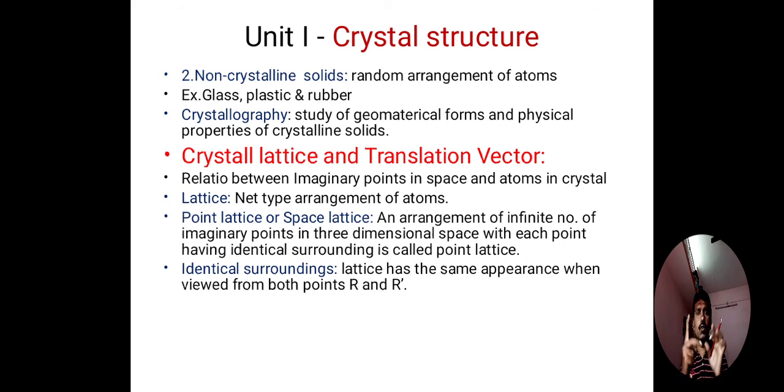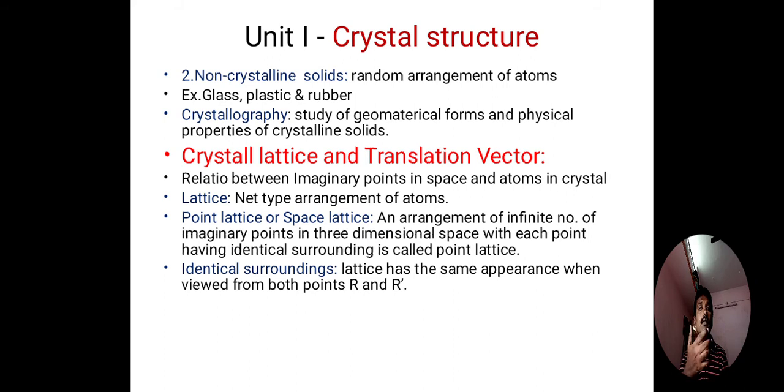If I have a cube, suppose, from this side I will see 4 points like this, and if I change to the opposite direction I will see a similar cube in that fashion. That means viewing from the front or the back side, it looks the same. When I see the lattice, the net-type arrangement of atoms, from the front side or the back side, it appears similar. Such points are called identical surroundings.